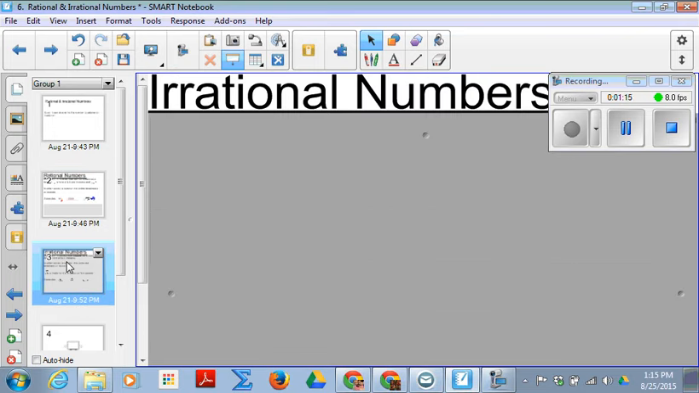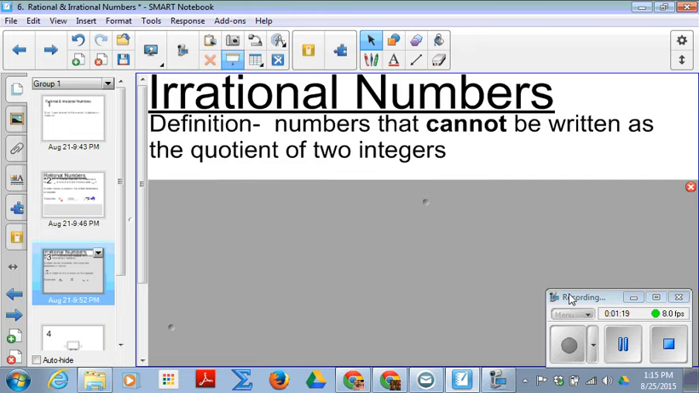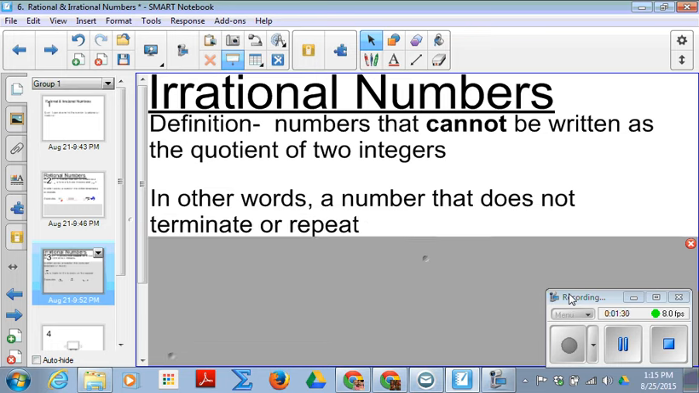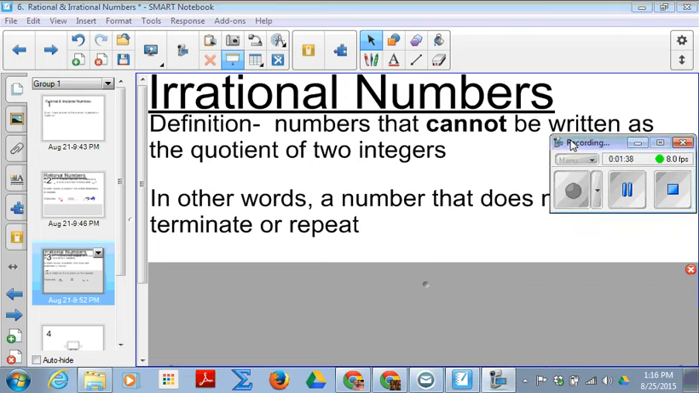Now, irrational numbers. These are numbers that cannot be written as the quotient of two integers. Numbers that aren't fractions. Okay, we cannot write these as fractions. In other words, it's the opposite of rational. The number does not terminate and does not repeat.